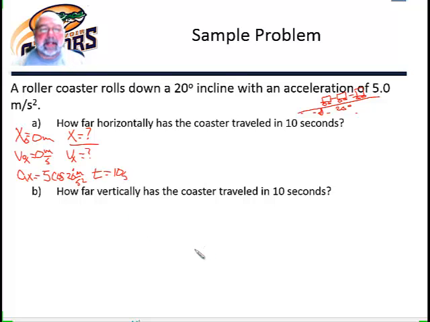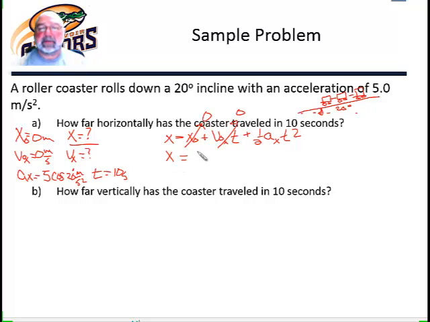Okay, what equation am I going to use? I don't know final velocity. I'm looking for position. Sounds like the third equation, which, if you remember, is x equals x0 plus v0 in the x direction times t, plus 1/2 acceleration in the x direction times t squared. Well, x0 is 0. v0 in the x direction is also 0. So this makes our equation a whole lot easier.